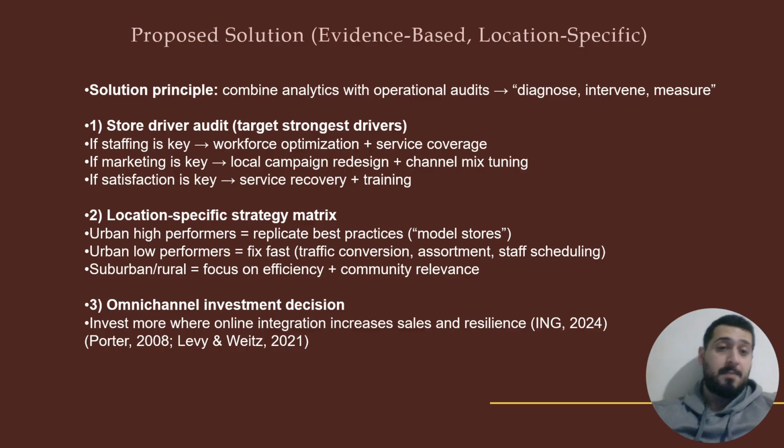Second, use location-specific metrics because context matters. Urban high performers become model stores whose practices are standardized. Urban low performers need urgent fixes around conversion and assortment. Suburban and rural stores should prioritize efficiency and local relevance. Third, make omnichannel investment conditional on evidence. Invest where integration actually improves resilience and sales.